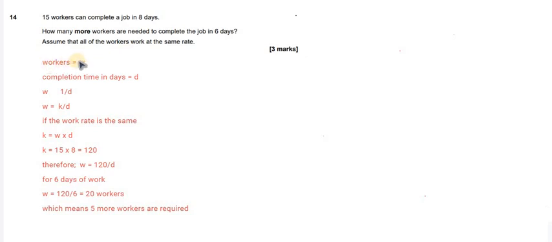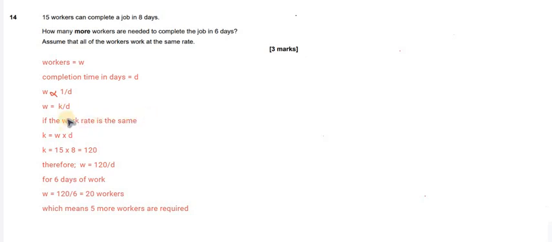Because the workers, represented with W, and the completion time in days, represented with D, are inversely proportional. As the number of workers increases, the number of days to complete the job reduces. So, they're inversely proportional, which means W is equal to K, the constant that connects them, which is also the rate, divided by the number of days.